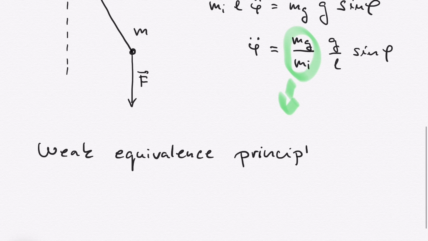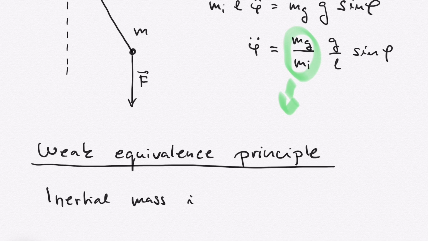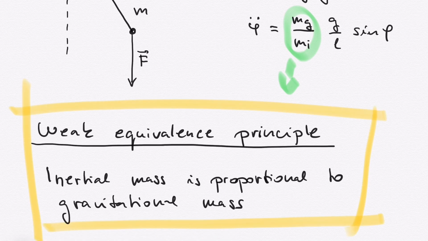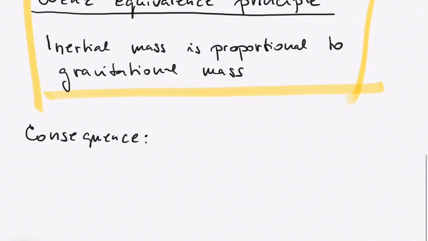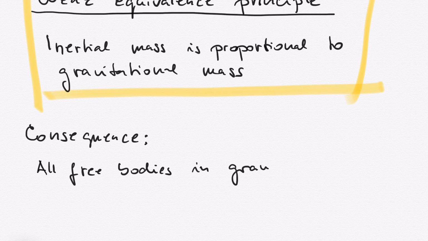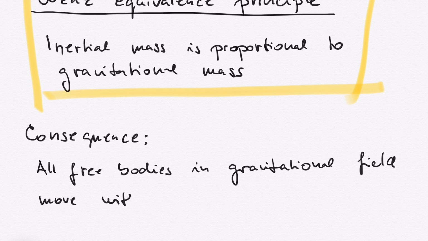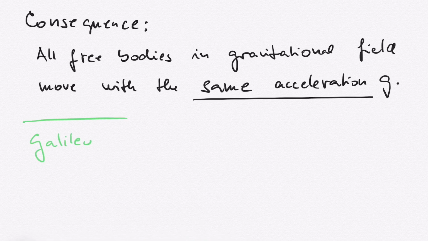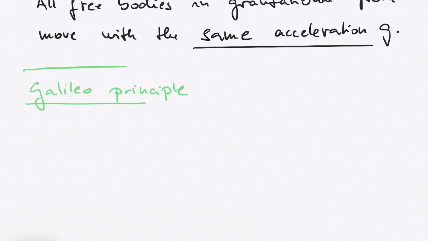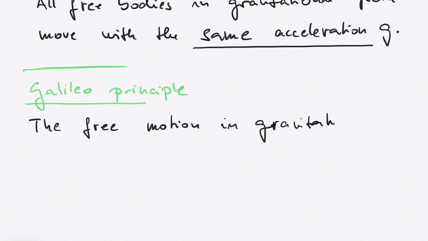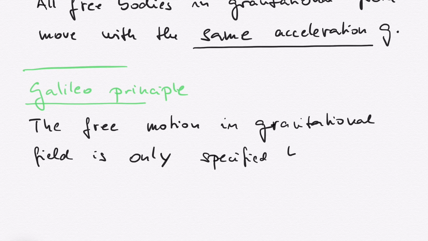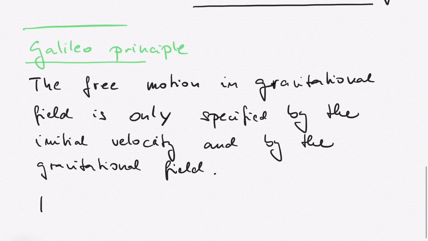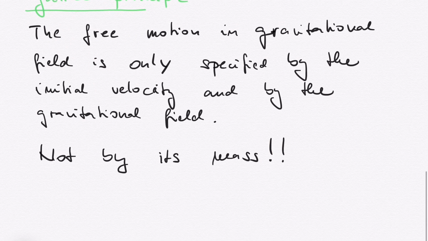This brings us to the weak equivalence principle, which answers that question, and it says that inertial mass is proportional to the gravitational mass, universally, always. If you think about this, this leads to a consequence: all bodies in a gravitational field move with the same acceleration. This is known from Galileo's times, at least it's attributed to Galileo. So we formulate the Galileo principle: a free motion in a gravitational field is only determined by the initial velocity of the body and by the gravitational field. In particular, it does not depend on the mass of this body.